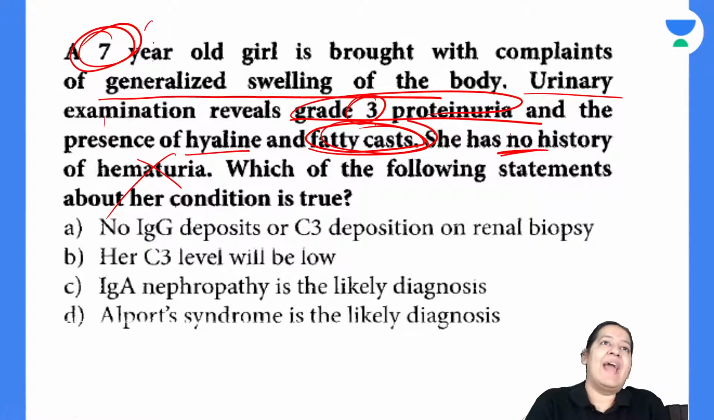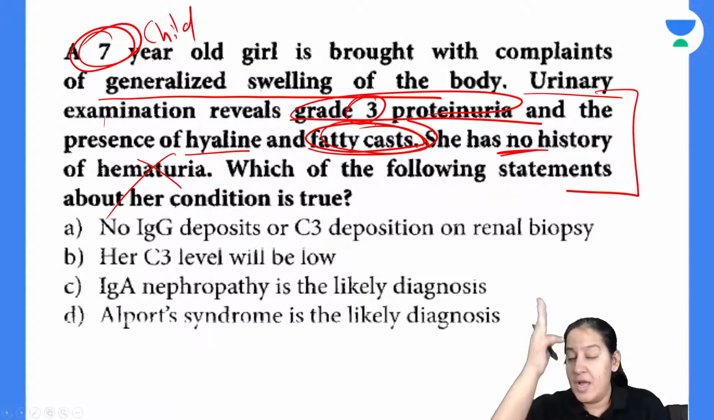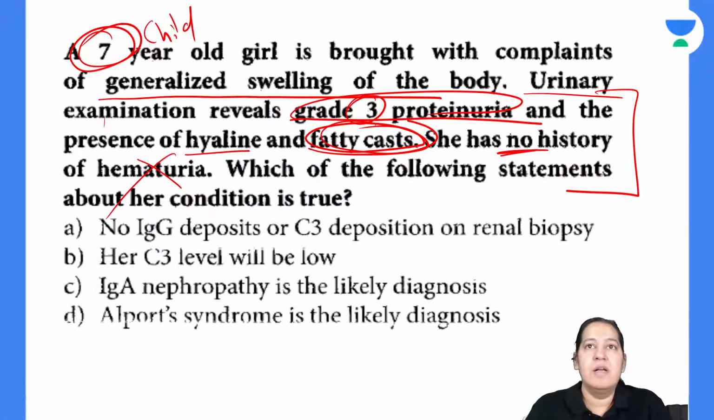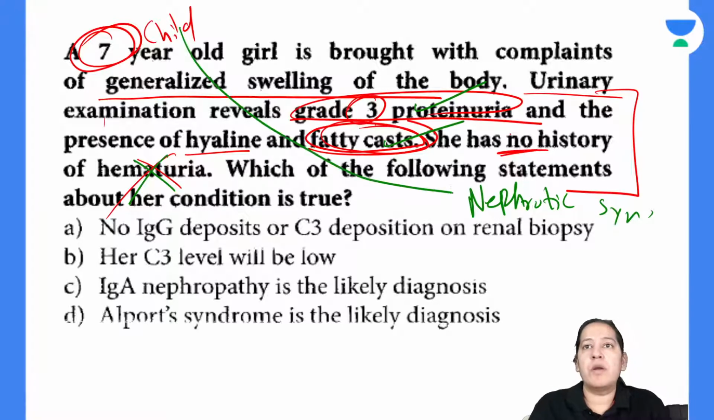In a child, this history indicates severe proteinuria, lipiduria, no hematuria. Three things are given in the question one by one: severe proteinuria, lipiduria, no hematuria. It indicates nephrotic syndrome. You know what is nephrotic. So in a child, the most common cause of nephrotic syndrome, what is your diagnosis? The diagnosis is MCD.